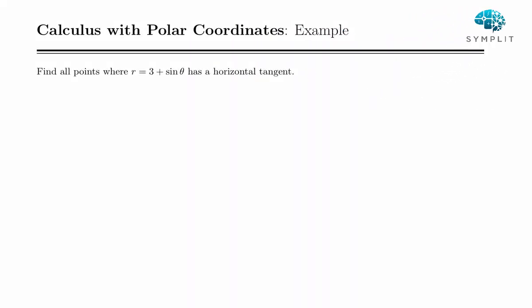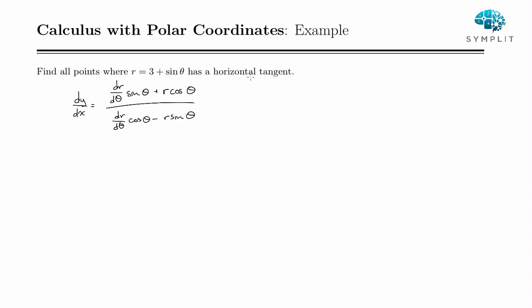A horizontal tangent occurs when our derivative is 0. So let's go ahead and look at the derivative dy/dx. That is, for polar curves, (dr/dθ sine of θ plus r cosine of θ) over (dr/dθ cosine of θ minus r sine of θ).